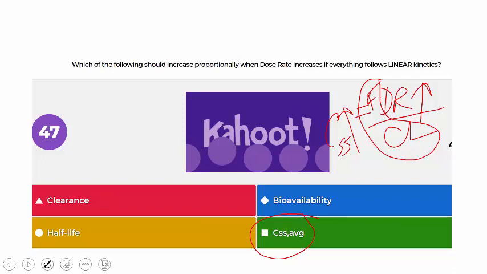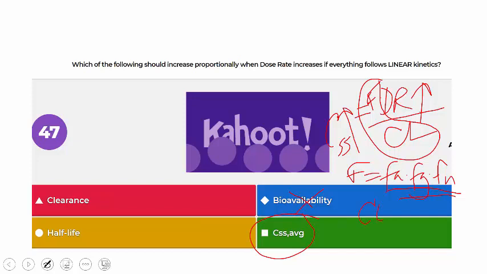If dose rate increases, would we expect for bioavailability to increase? Well, no. What's bioavailability determined by? The fraction absorbed, the fraction that escapes gut metabolism, and the fraction that escapes the first pass through the liver. Those three things multiplied together give you your bioavailability. Is this concentration dependent? No. By increasing dose rate, would you expect bioavailability to change? No, it should remain the same. So it's not bioavailability.